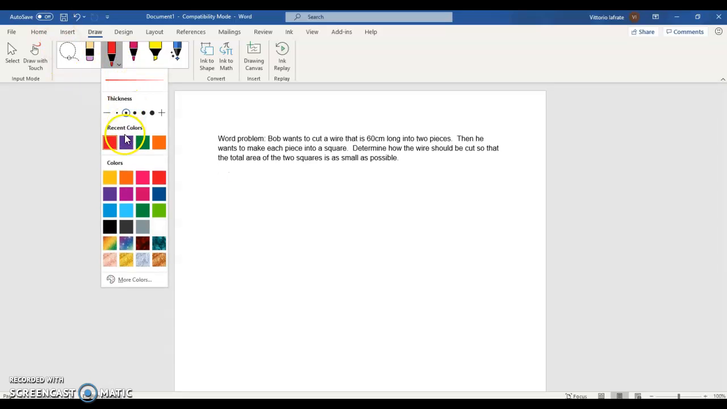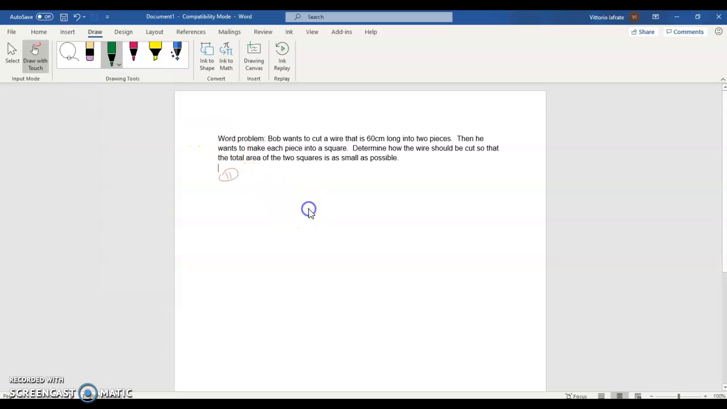Let's get that going here. So I'll start off with a sketch over here. This is our wire, and we're going to cut it. We don't know how it's going to cut. The only thing we know is that the total length is 60. So if we cut it and one length is x, the other length must be 60 minus x. And then we're going to take these 2 pieces and make a square with them.